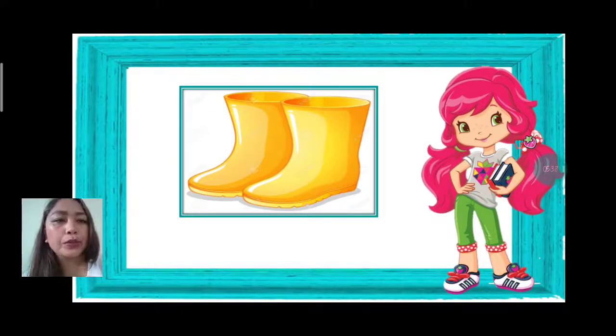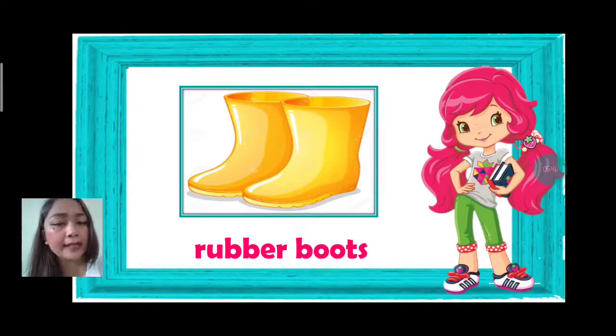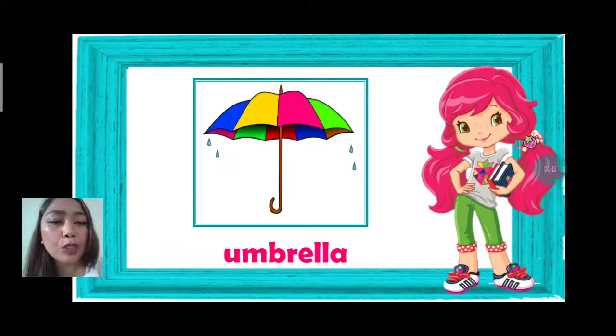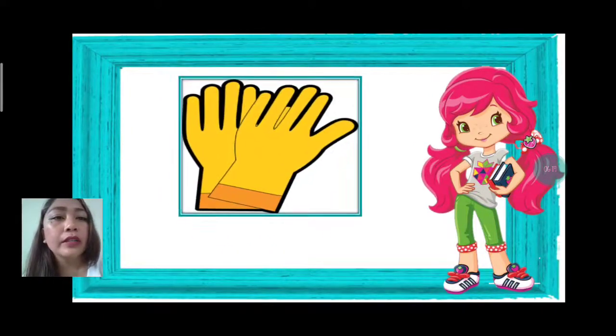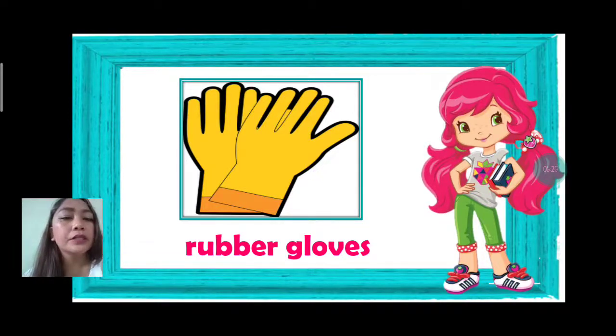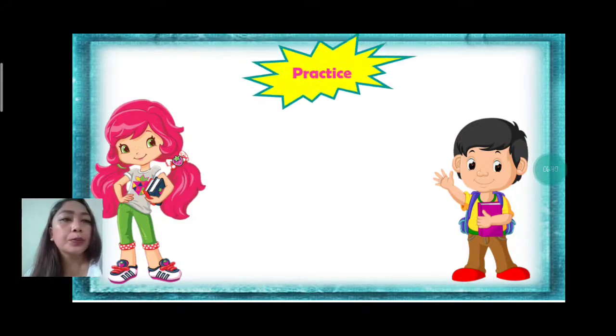Next, we have rubber boots. Let's spell: R-U-B-B-E-R B-O-O-T-S. Rubber boots is an example of non-absorbent materials. Next, we have umbrella. Let's spell: U-M-B-R-E-L-L-A. Umbrella is an example of non-absorbent materials. Good job. Next we have rubber gloves. Let's spell: R-U-B-B-E-R G-L-O-V-E-S. Rubber gloves is an example of non-absorbent materials. Good job. Now let's practice.